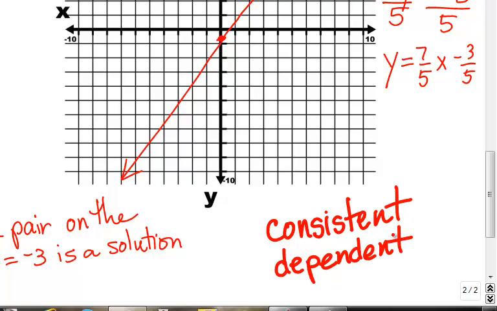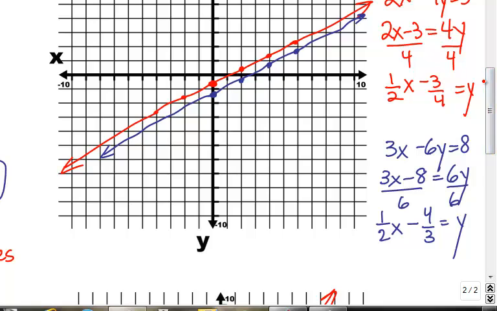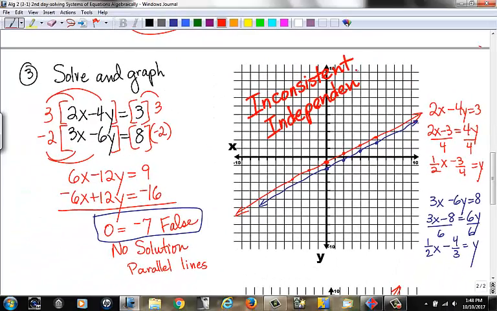So if it has a solution, it's called consistent. Okay? What about this one? Consistent or inconsistent? Inconsistent. Parallel lines. The prefix in means not consistent. So that means there is not a solution. There's no point in common. Dependent or independent? Independent. Two separate lines. They are independent of each other.